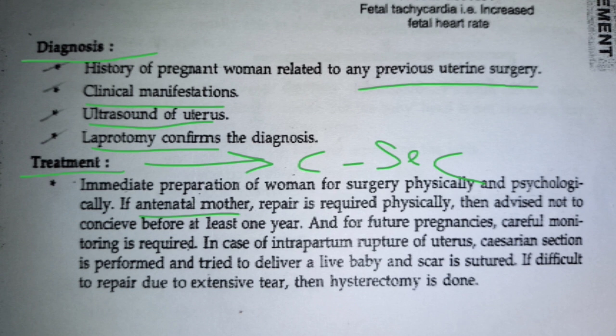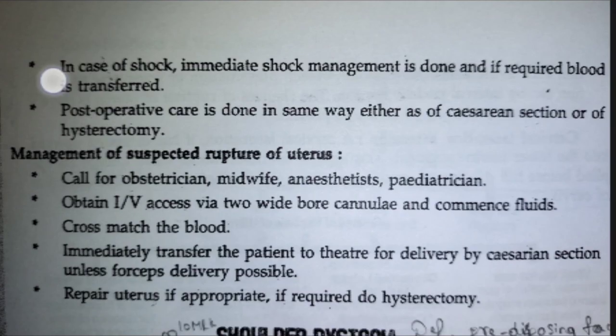We will advise the mother to not conceive for the next 1 year. She should not get pregnant for the next 1 year. It is because the present scar and the uterus condition should develop and heal. So we will advise the mother to not get pregnant for the next 1 year. If it is a full-term pregnancy, then we will perform C-section and take care of the mother. In some cases, the mother might get shock. For the shock, we should provide immediate treatment. Then blood transfusion should be done.